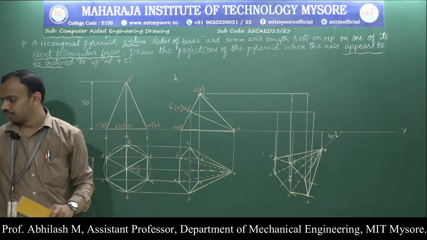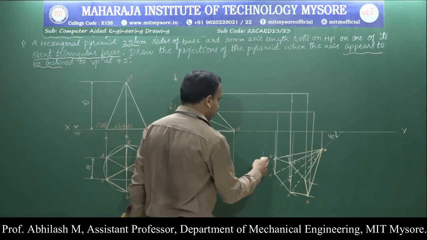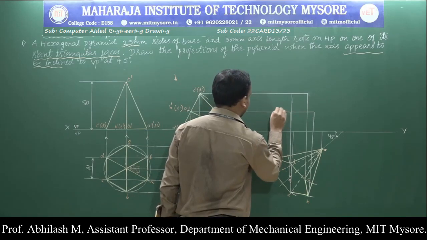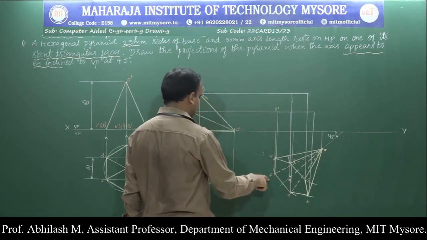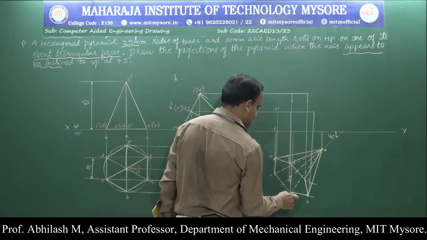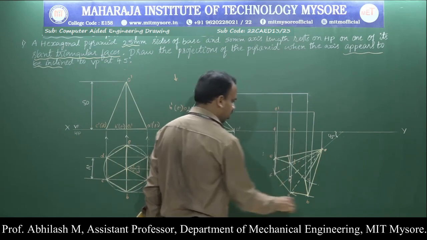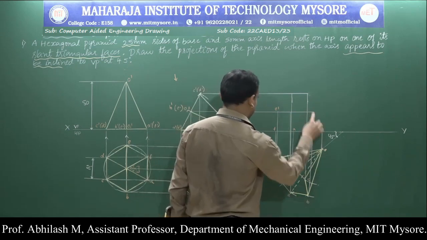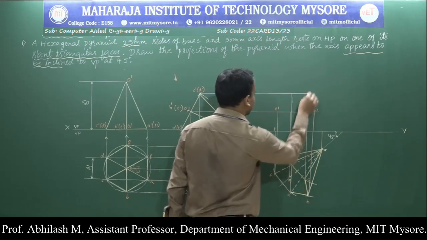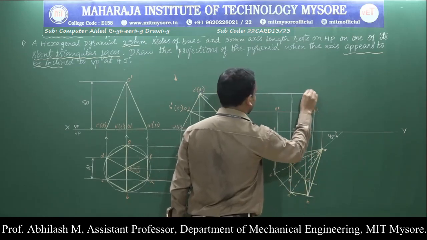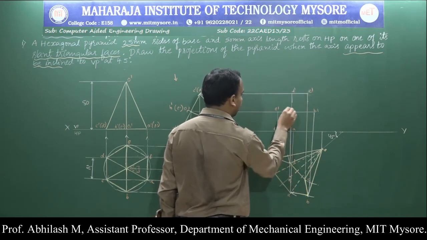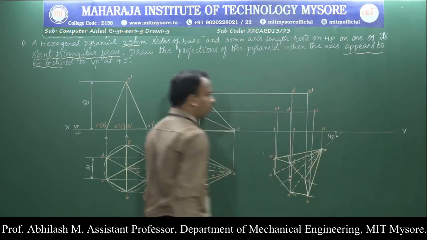We are supposed to name the parts or the corners. So E and E dash are overlapping or meeting over here. F, the point F, the point A, here the point B and B dash. We have C, C dash, we have the point D and D dash, O1, O1 dash, O, O dash.